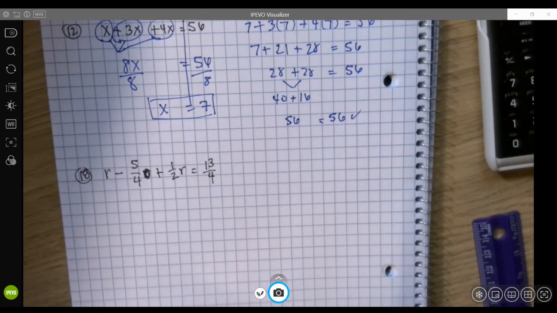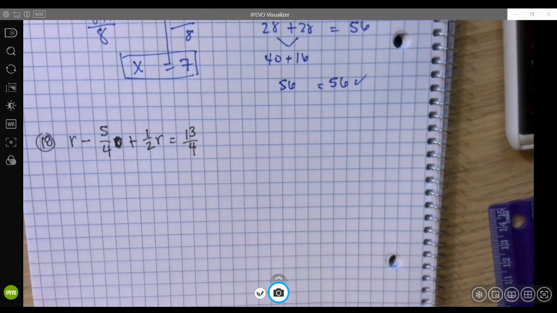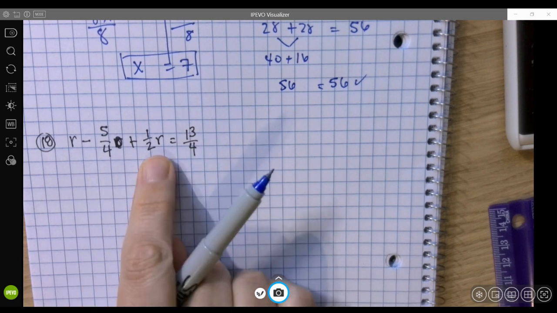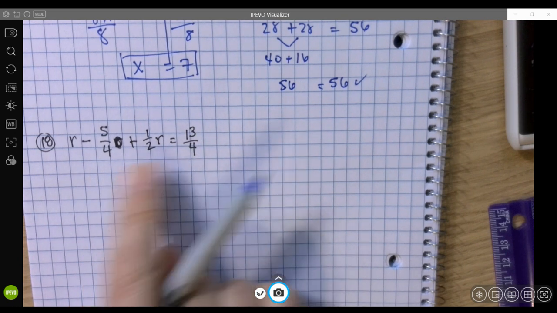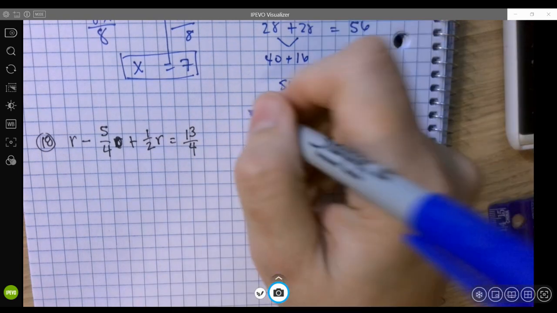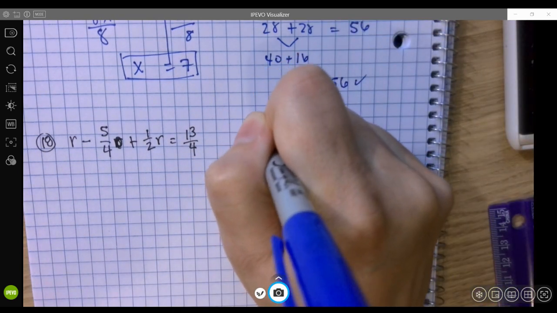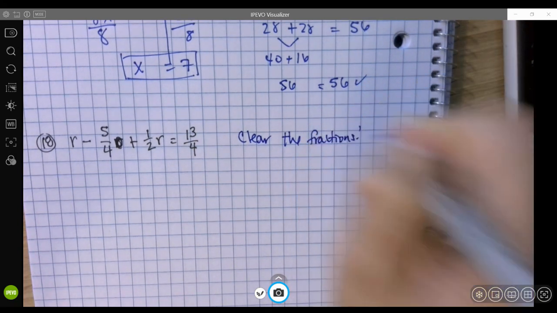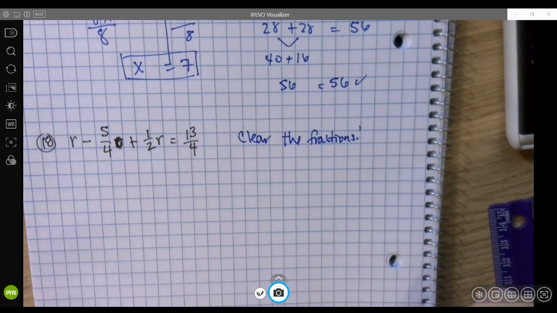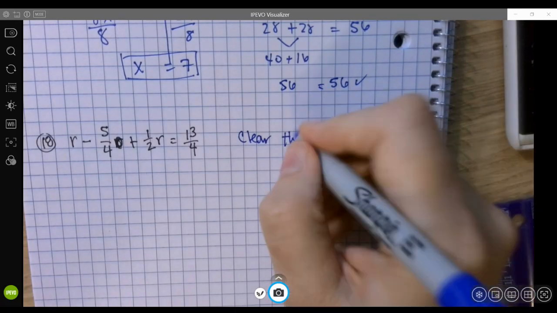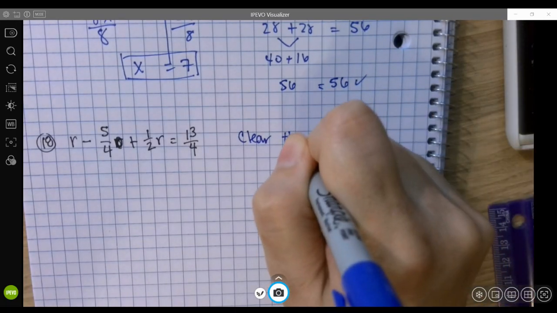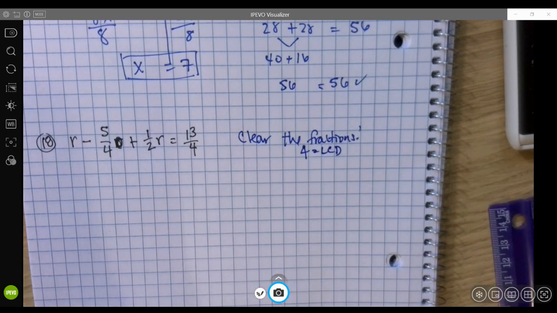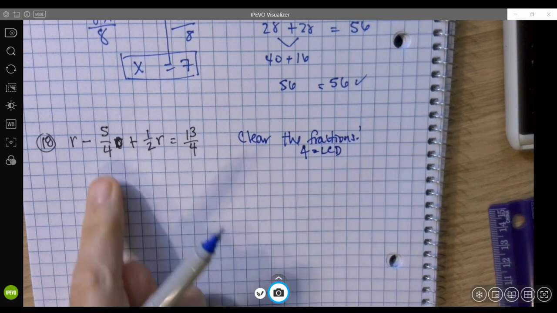And then the last one, sorry about the typo here, I almost put an R, but it's r minus 5/4 plus 1/2 r equals 13/4. Okay, so there's a bunch of fractions here. I'm going to start by clearing the fractions. And I'm going to do that by multiplying by a strategic number. The number I'm going to choose is 4 because it's the lowest common denominator, the smallest number that would work for all of these fractions.